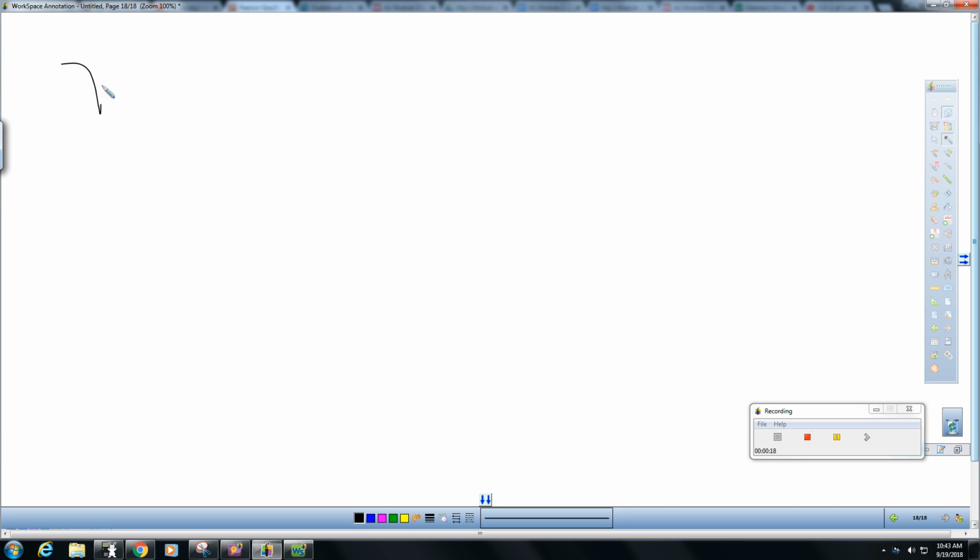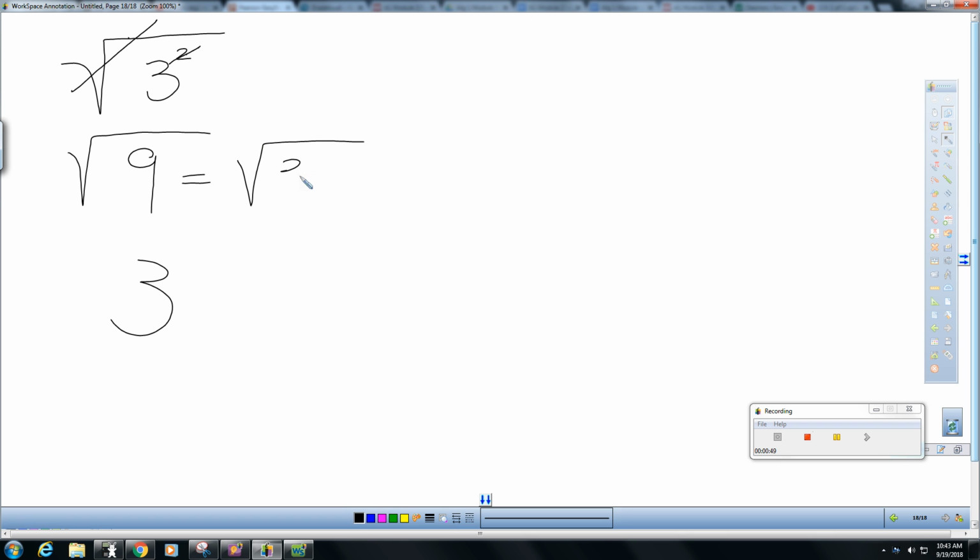Let's start simple. What's the square root of 3 squared? Well, if you don't understand that this and this cancel each other out, you're fine. Just write it as the square root of 9, right? 3 squared is 9. And what is the square root of 9? 3. So now you understand. Square rooting and squaring something cancels out. You could have also written this as the square root of 3 times 3.